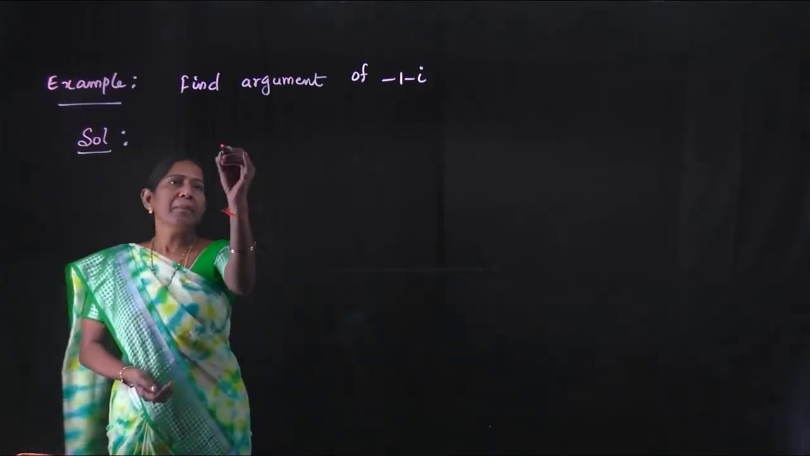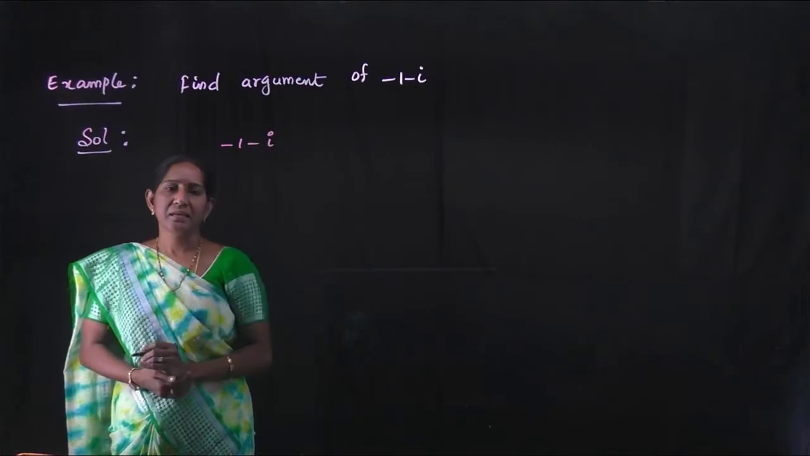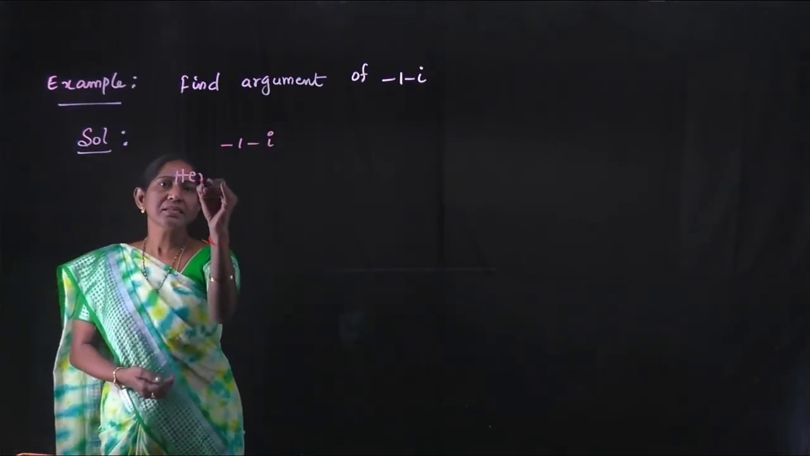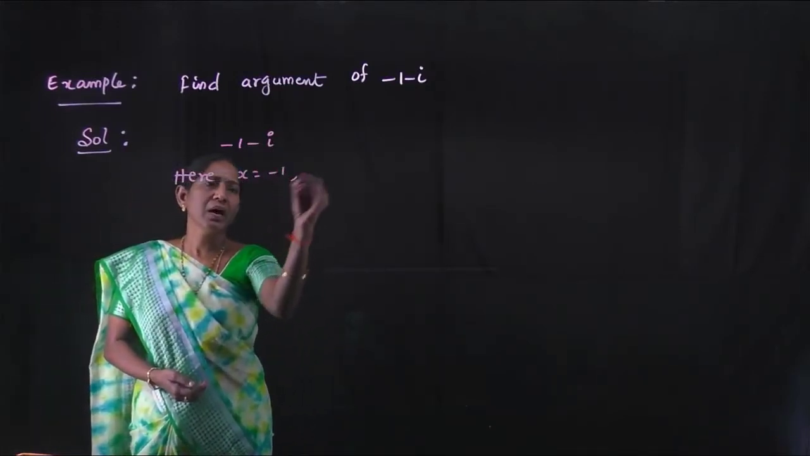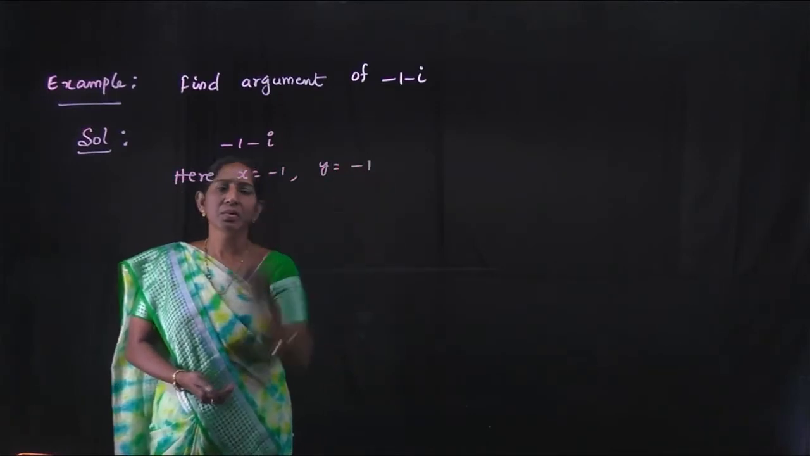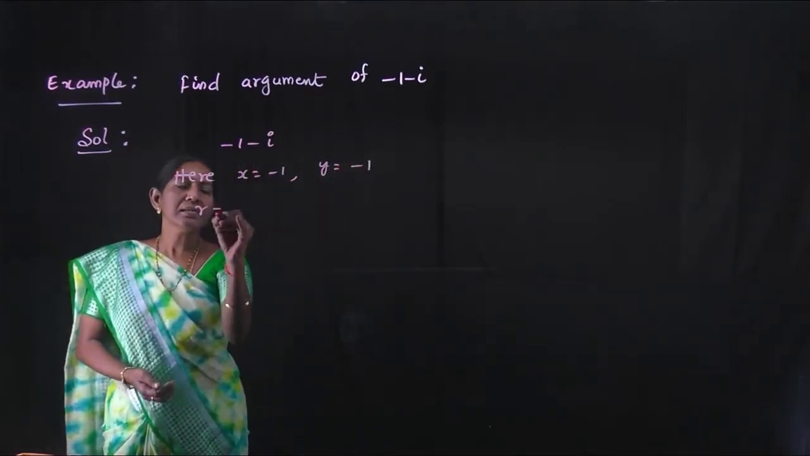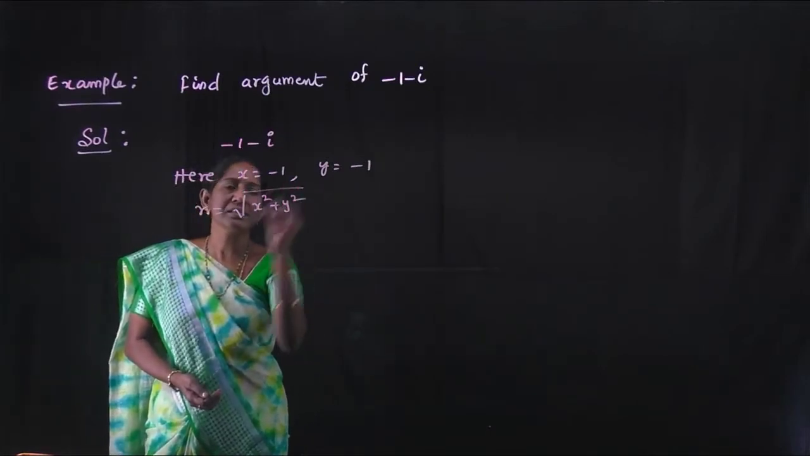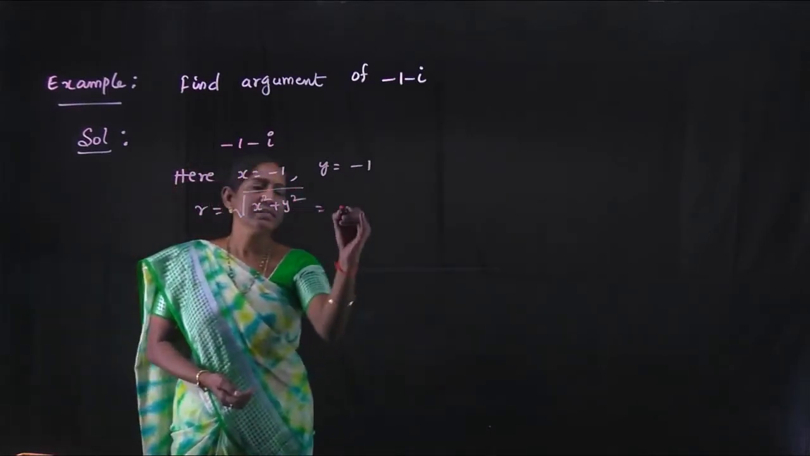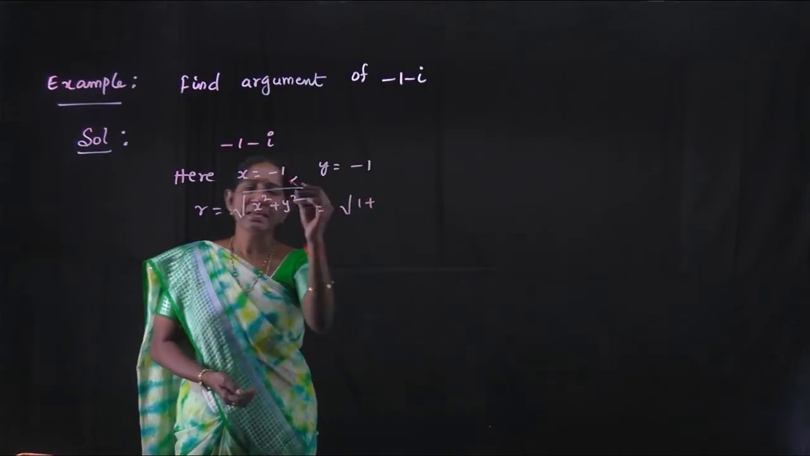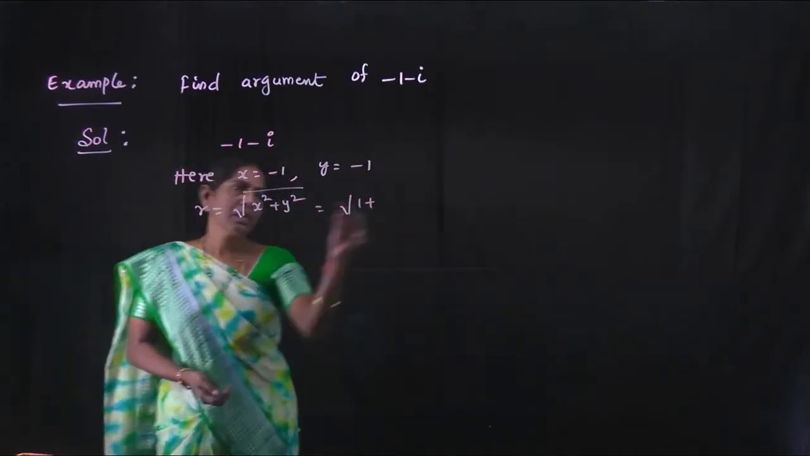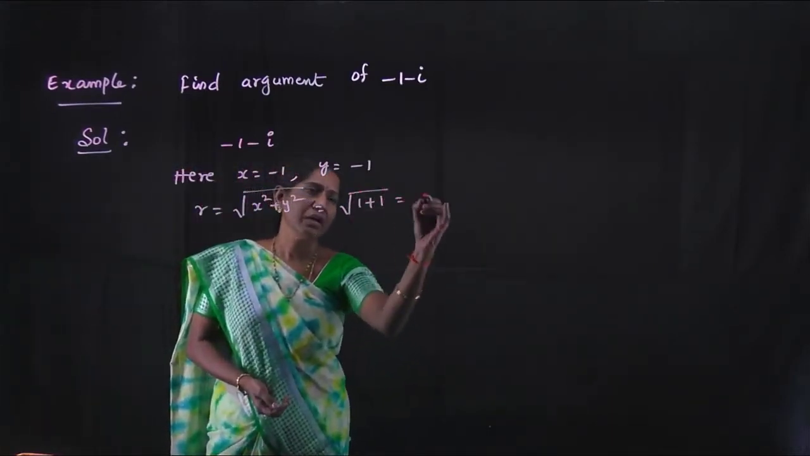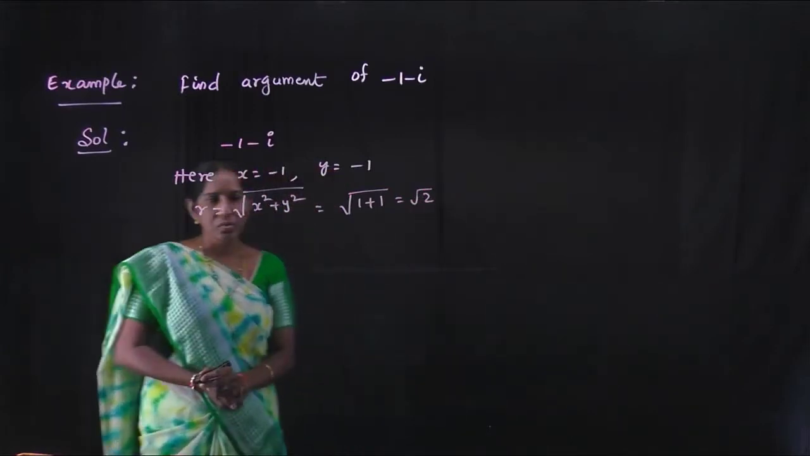Now, minus 1 minus i. Here x is equal to minus 1, y is equal to minus 1. r is equal to the square root of x squared plus y squared, that is the square root of (minus 1) whole squared, 1, plus (minus 1) whole squared, 1. So the r value is root 2.